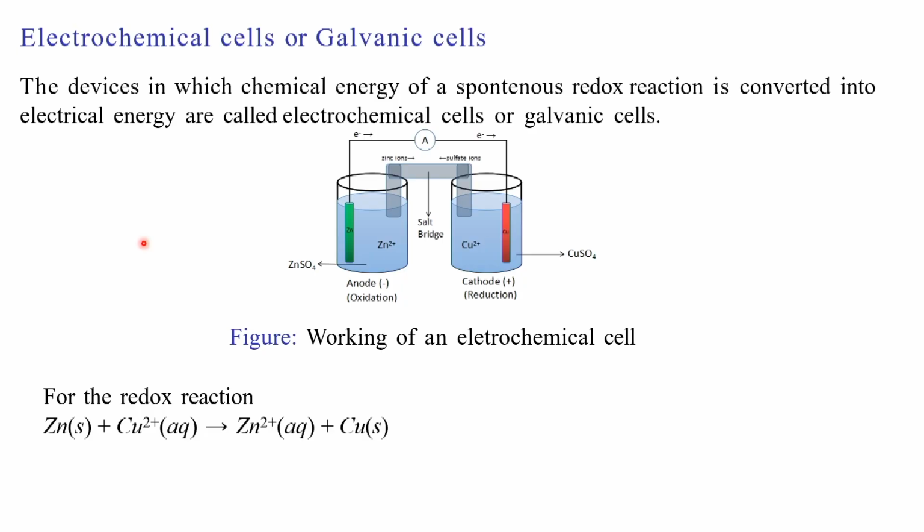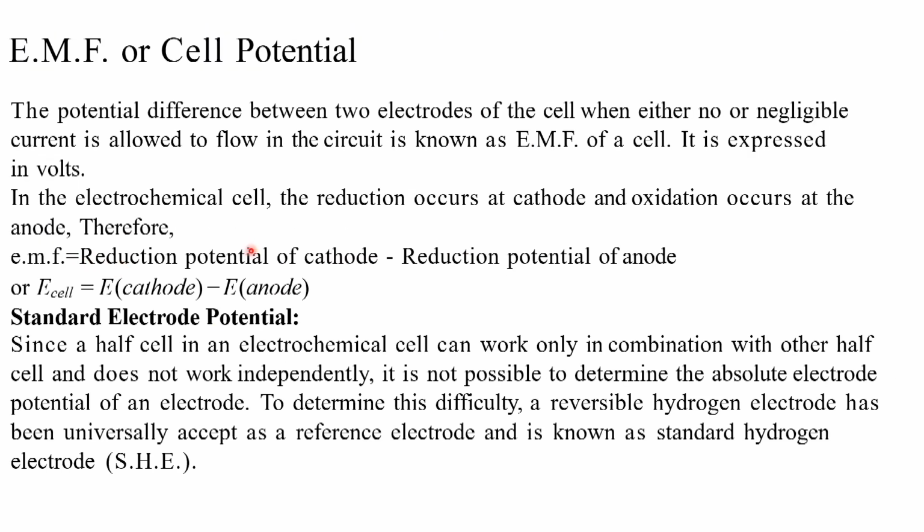So, what we had here? Sulphate is coming here, we had the zinc. Zinc is oxidized to Zn2 plus here, whereas here Cu2 plus is reduced to copper, right. So, at the cathode Cu2 plus is getting reduced to copper and at the anode Zn is oxidized to Zn2 plus. Therefore, EMF equals the reduction potential of the cathode minus the reduction potential of the anode. So, E cell will be E cathode minus E anode.